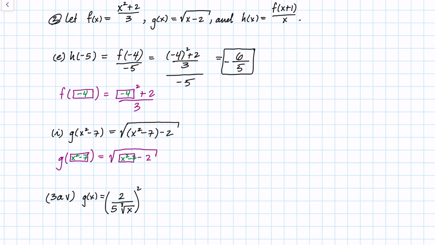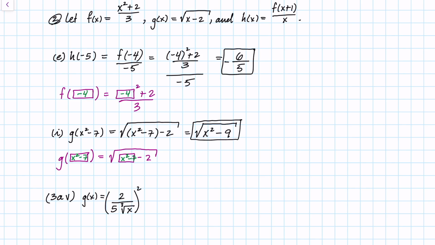Okay, and this can be simplified a little bit more because I have a negative 7 here and a negative 2 over here, so that becomes negative 9. And this is the square root of x squared minus 9. And this is our solution.